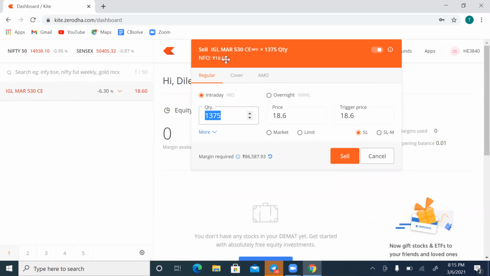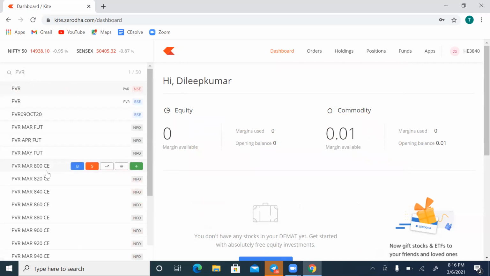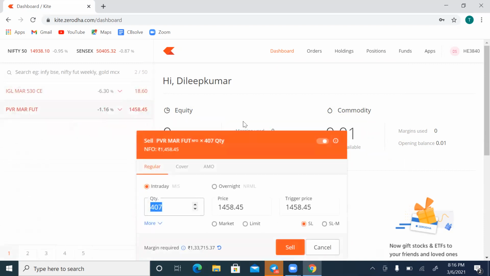Okay, the stock is trading around 18.60 and you have received one message from Top Notch Intraday Stocks saying please sell this stock below 17 rupees, or let us consider 16 rupees. Okay, you got a message to sell this particular IGL March 530 CE. Let us not talk about this CE. Let me take one example of direct future. Let me take PVR March, May future, April future. Okay, now March future I'm going to sell.